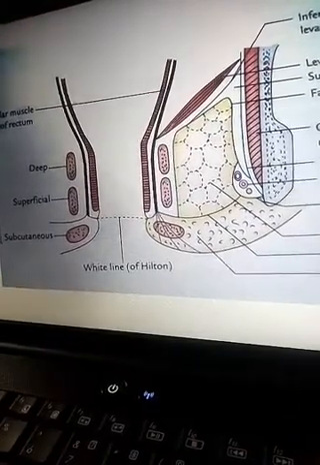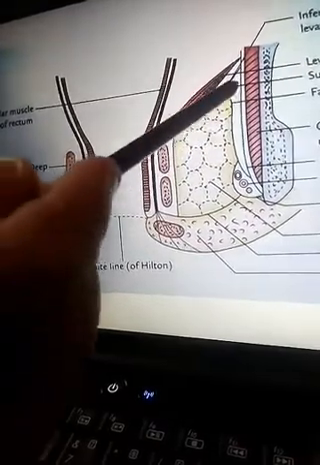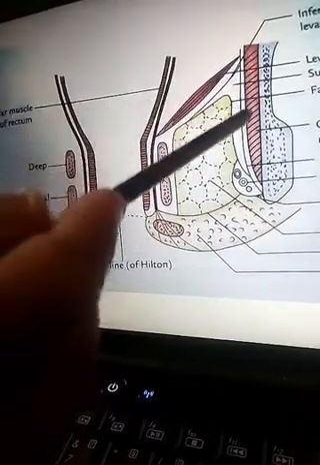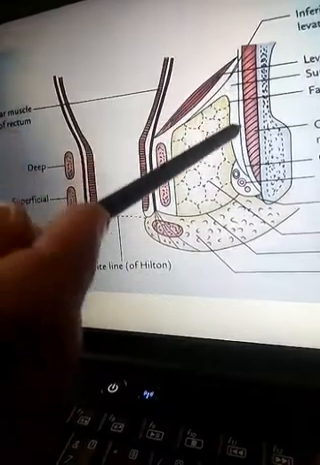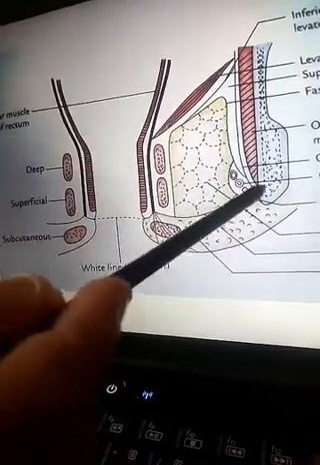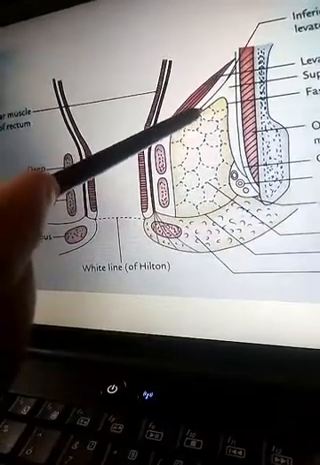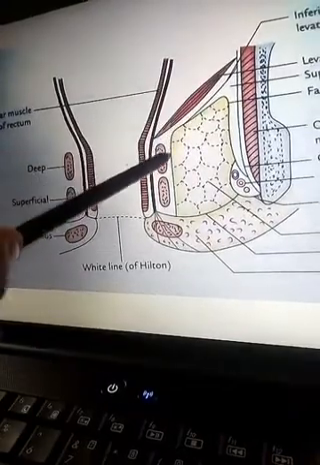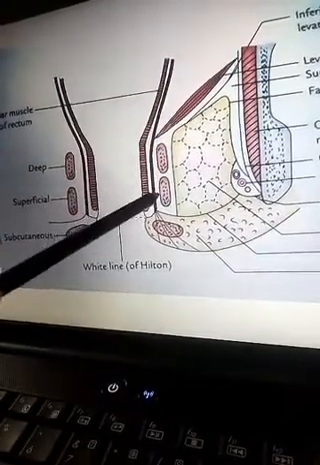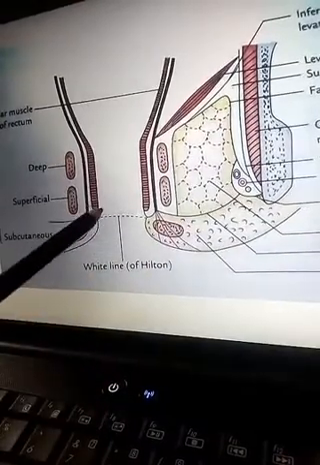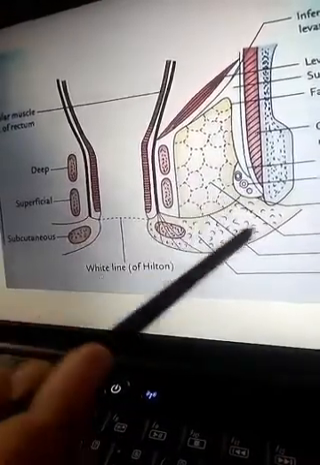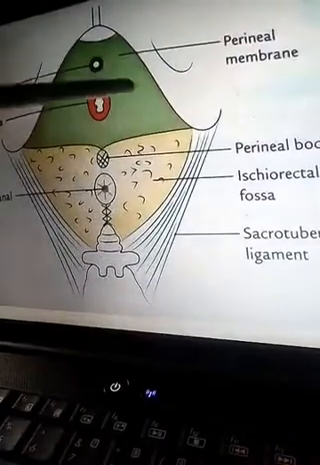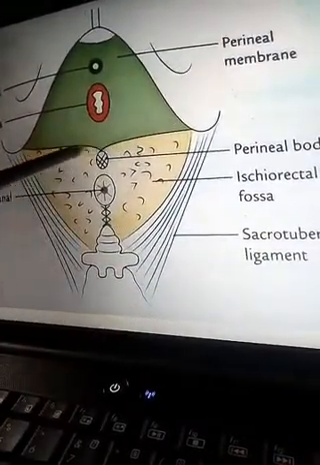Now the boundaries of the ischiorectal fossa. It is bounded laterally by the fascia covering the obturator internus muscle. This is the obturator internus. Now this is the fascia covering the obturator internus and ischial tuberosity. Medially it is bounded by the fascia covering the levator ani muscle and the external anal sphincter. Posteriorly lies the sacrotuberous ligament, posterior to which is the gluteus maximus muscle, and anteriorly we have the posterior border of the perineal membrane.